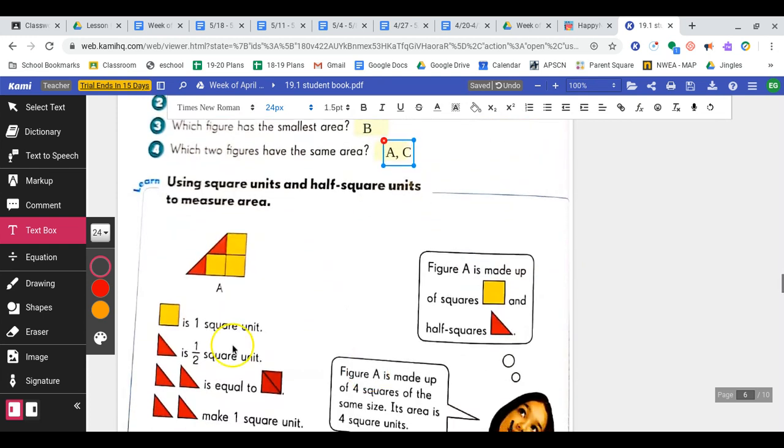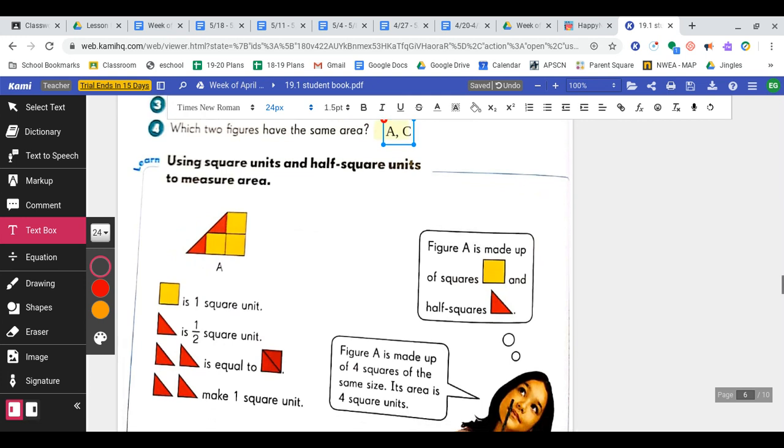Okay. Now we can use square units and half square units to measure area. This is helpful when we have figures that don't have right angles, like a triangle or a trapezoid would be examples that might have half of a square unit. So for example, in this shape here, the yellow box is 1 square unit and the red triangle is half of a square unit. 2 halves together equal 1 whole. So if we were to count up the tiles in this shape, it's 1, 2, 3, plus 2 halves make 1 whole. So our answer is 4 square units.